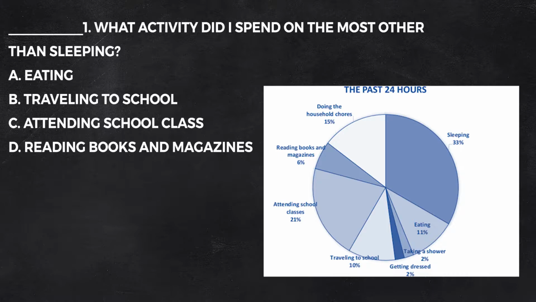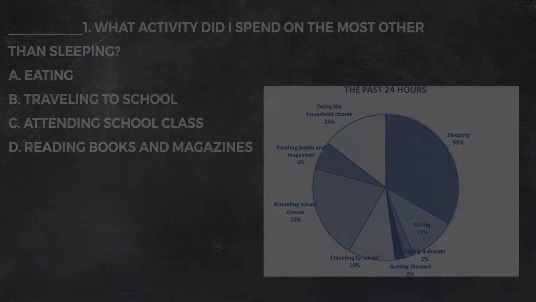Letter A, eating. Letter B, traveling to school. Letter C, attending school class. Or letter D, reading books and magazines. Did I hear the answer letter C for attending school classes? Well, you got it right.